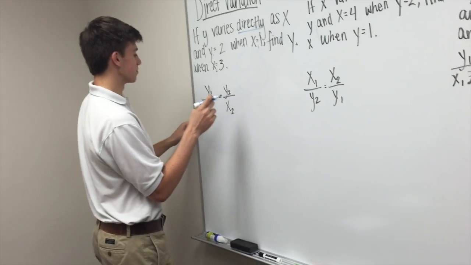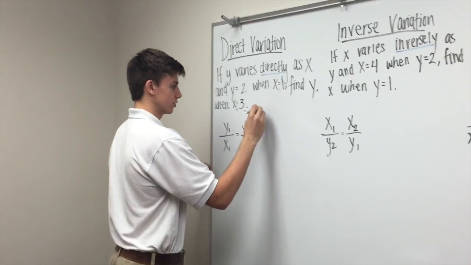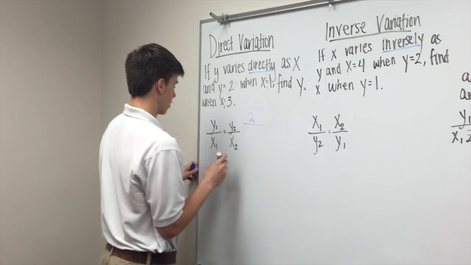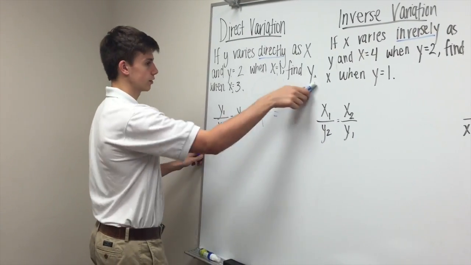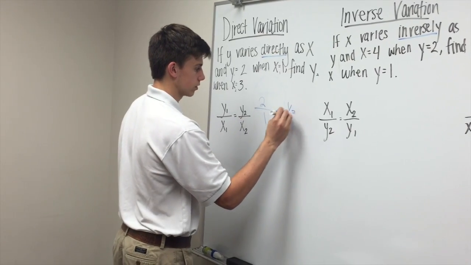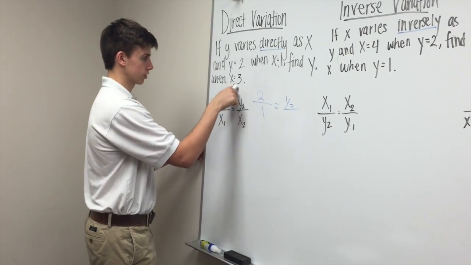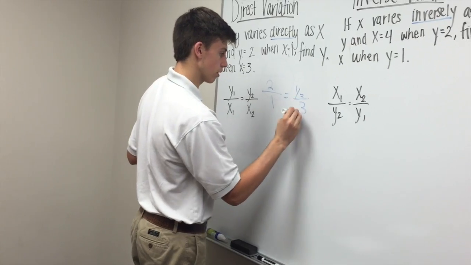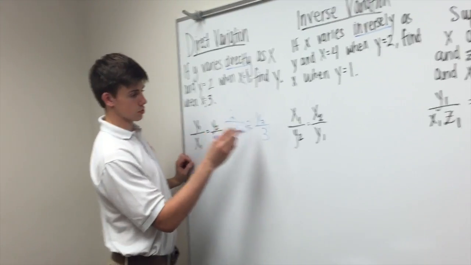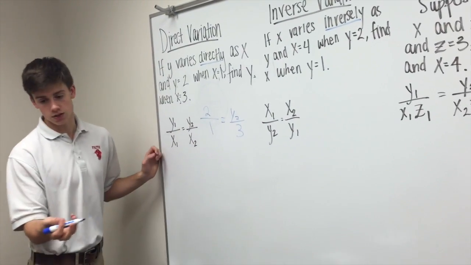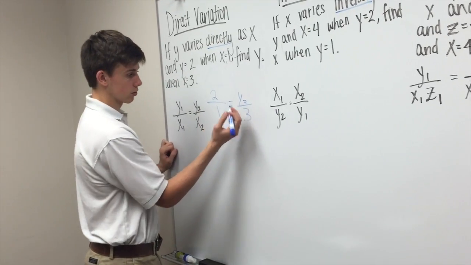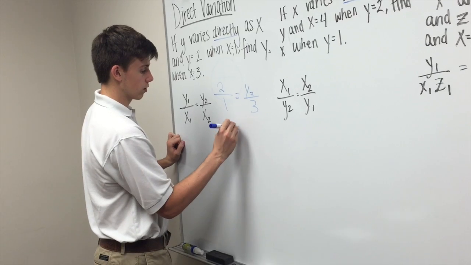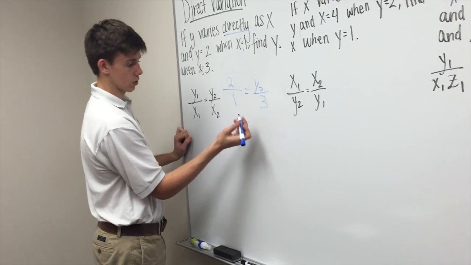So y1 is 2, so you put 2 there, over x1, which is 1, which equals y2, which we don't know, so we'll put y2, and then x2 is 3, so we'll put 3 there. Now we're going to cross multiply. This one's really easy, because you only multiply y by 1. So when you multiply y by 1, you still have y2, which equals 2 times 3, 6.